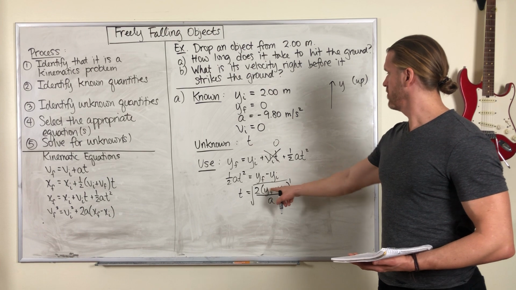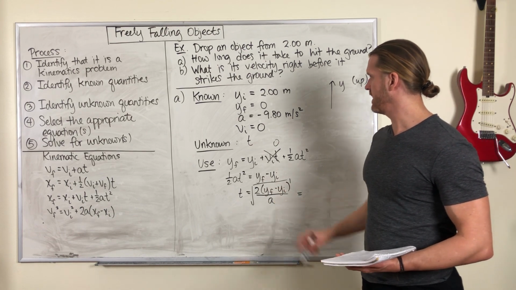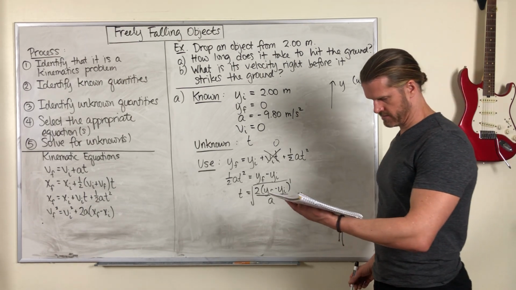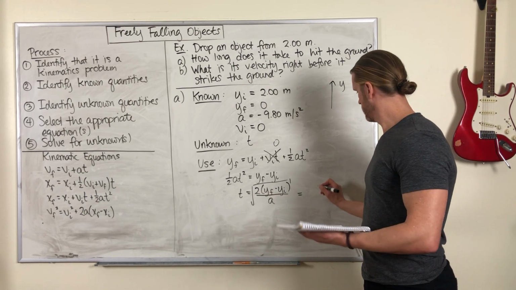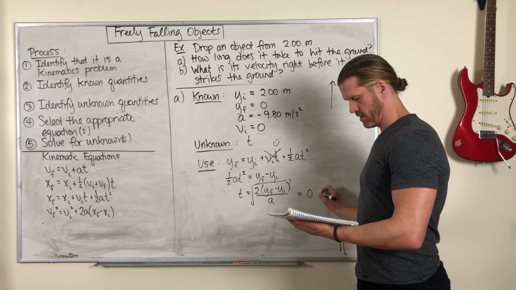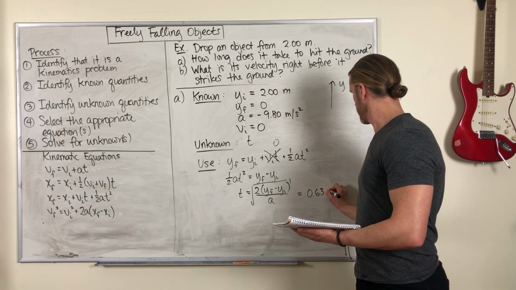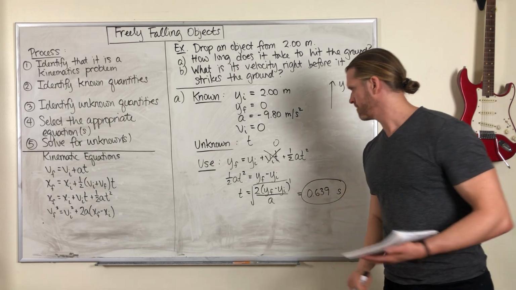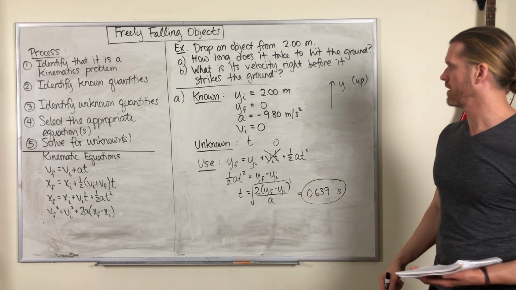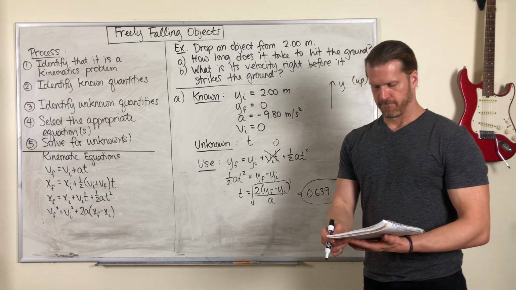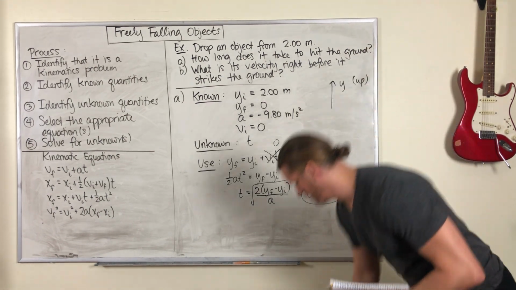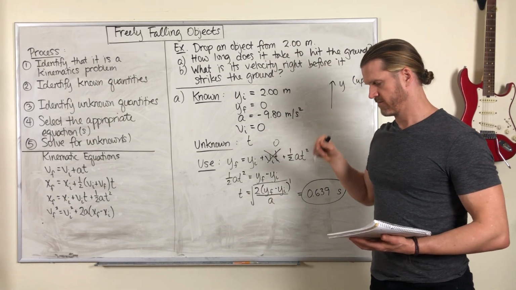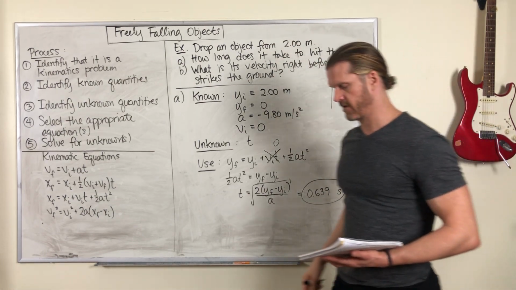Y final is 0, y initial is 2 meters, a is negative 9.8. When you put in all those numbers, you get 0.639 seconds. That sounds reasonable. When I drop this pen from 2 meters, it takes a little bit less than a second for it to hit the ground.